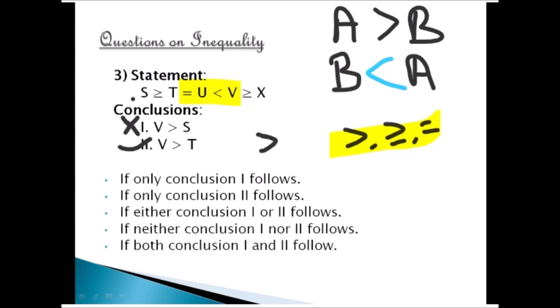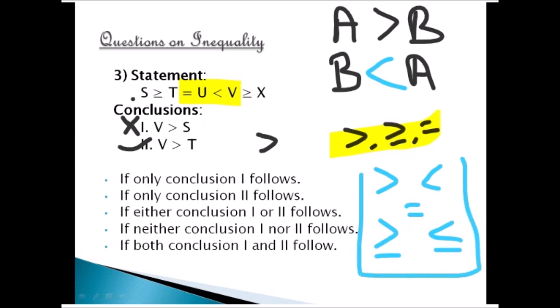Okay, so the reverse of greater than is less than, and the reverse of greater than or equal to is less than or equal to, and there is no reverse for equals to. So this was the basic structure we discussed before. So here the answer is only conclusion 2 follows.